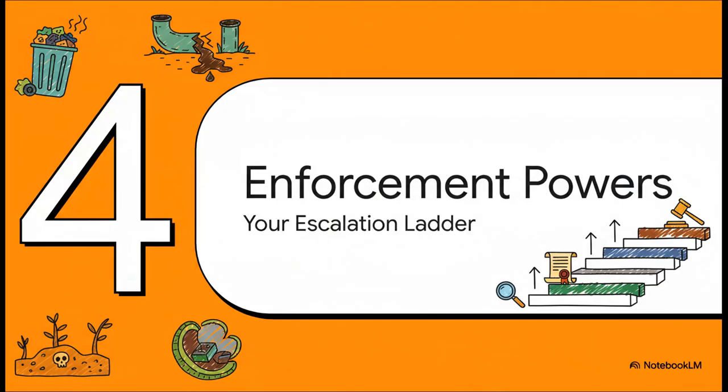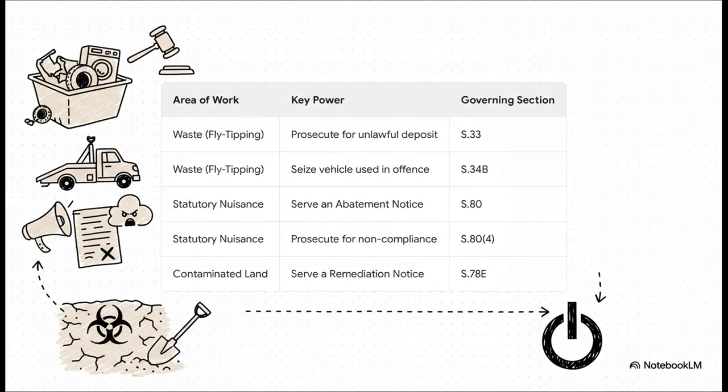So we've walked through waste, nuisances, and contaminated land. Let's pull all of this together now and look at your enforcement powers as one big picture, a kind of escalation ladder that gives you a clear view of all the tools you have at your disposal. Just think of this as your quick reference guide, your cheat sheet. You've got fly tipping: your power to prosecute comes from Section 33, and to seize the vehicle, Section 34B. Dealing with a statutory nuisance, you serve a Section 80 abatement notice, and if they ignore it, you prosecute under Section 80 subsection 4. And for contaminated land, it's the Section 78E remediation notice. It's a straight line from the problem directly to your power.